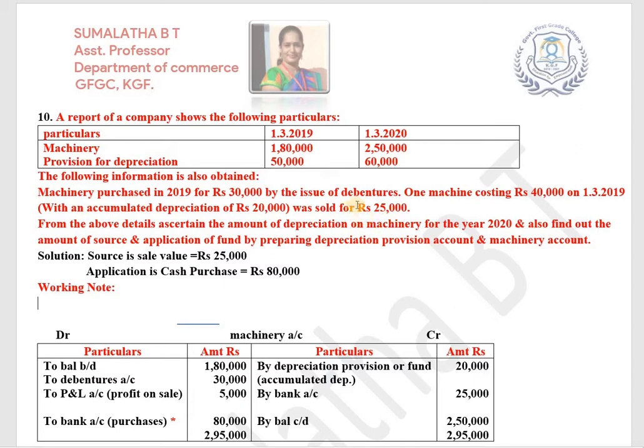When these things are happening related to the machinery, we have to find out when there is a sale. With that sale, did the company get a profit or a loss? Because of the sale of machinery, did the company get a profit from the sale of machinery or a loss from the sale of machinery? First, we need to calculate that. And also they have asked us to prepare the depreciation provision account. So when they say prepare the depreciation provision account, we have to calculate.